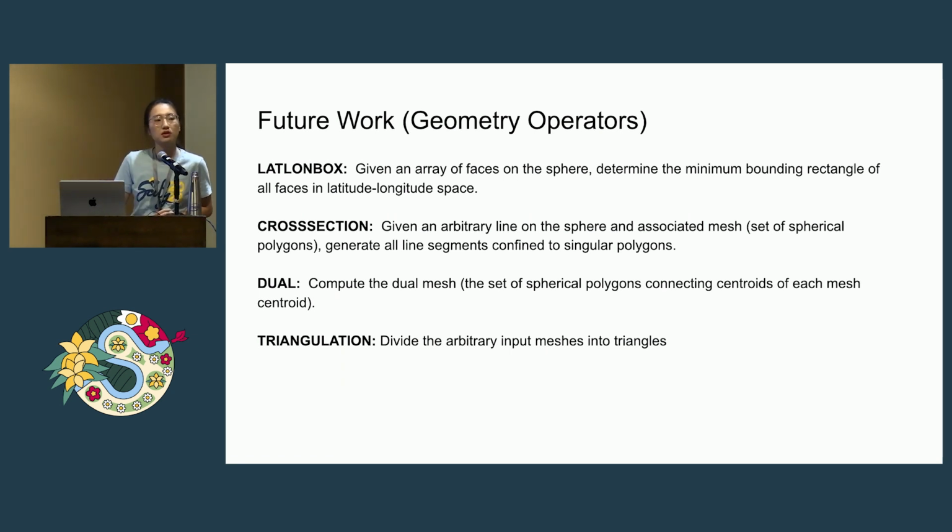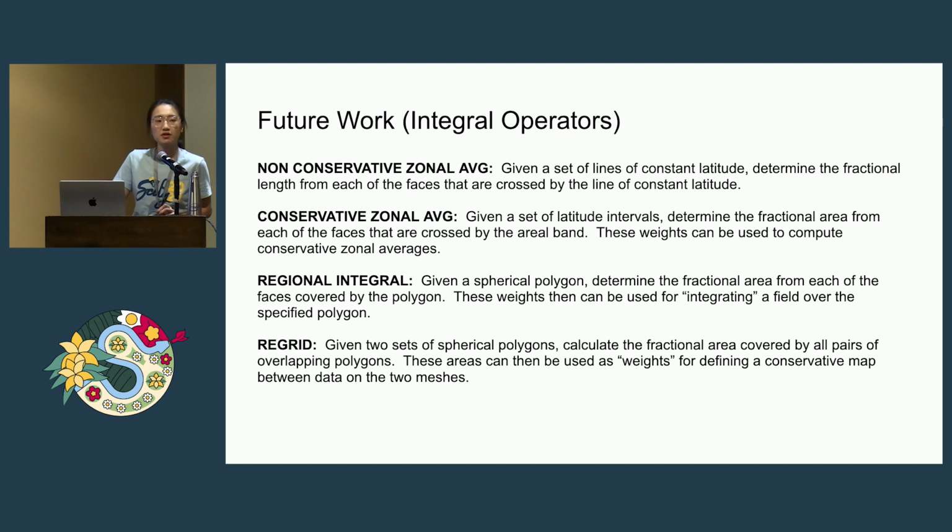To achieve all those functionalities I mentioned before, we're going to propose these geometry operators. The first one is the bounding box, basically building the bounding box for you for every face. The second one is called cross-section. It allows you to calculate any intersection point on the unit sphere. And then the dual is primarily designed for the MPAS mesh, but it can also be broadened out to other mesh operations. After we have those geometry operators, we can achieve all these integral operators.